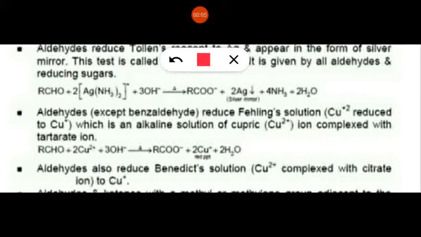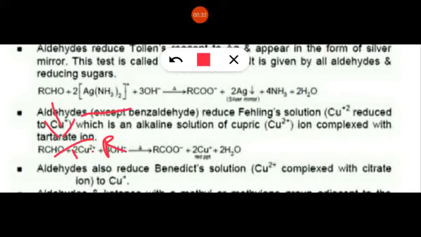Now see, aldehyde and ketone are distinguished by Tollens reagent, and the formula is [Ag(NH3)2]+, that is diamine silver(I) ion. This is Tollens reagent. When this Tollens reagent is added to the aldehyde, what happens?